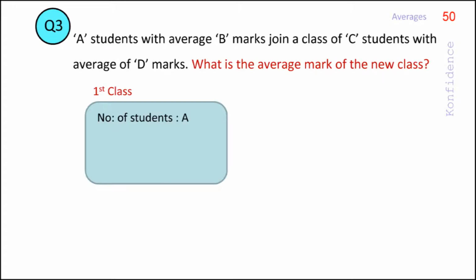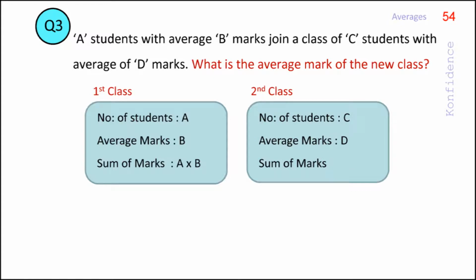The number of students in the first class is A and the average marks of the class is B. Therefore, the sum of marks of all students in the class will be A multiplied by B. That is, if the marks of all the A students in the class were to be taken one by one and added up, the total would be A multiplied by B.